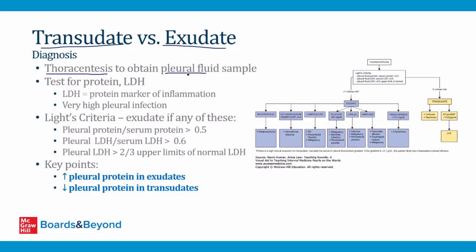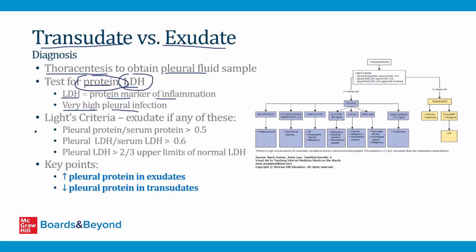And you send that sample to the lab, and what they usually measure is the total protein content and the amount of LDH. LDH is lactate dehydrogenase. It's a protein marker of inflammation. And the reason it's always measured is because it gets very, very high when there's infection of the pleural fluid. So you can measure the total protein content. This helps you sort out whether or not you're dealing with an exudative or transudative effusion. And then you can also look at the LDH, because if that's very, very high, that suggests an infection.